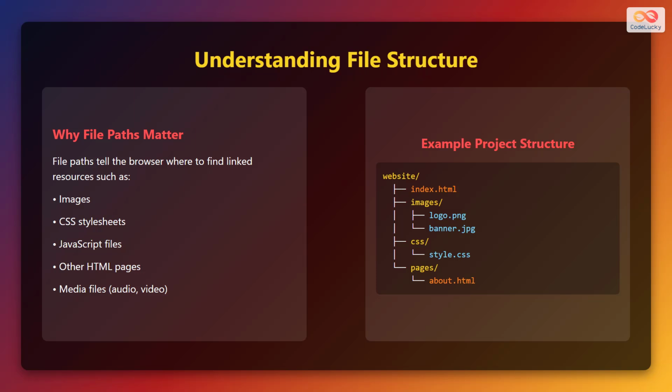To effectively use file paths, it's helpful to visualize your project structure. As you can see on the right, in this example we have a website folder. Inside it, there is an index.html file, an images folder containing logo.png and banner.jpg, a CSS folder with style.css, and a pages folder containing about.html. Having a structure like this makes it easier to reference files using correct paths.